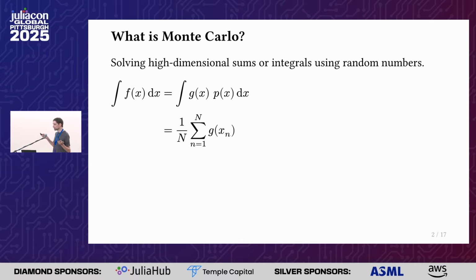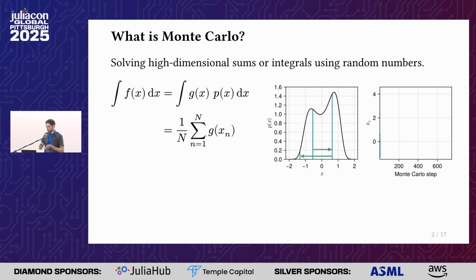In Monte Carlo, the idea is that you want to solve a high-dimensional sum or integral by using random numbers. So imagine you have a function f that you're integrating over, and if you can write that function as a product of another function g times a probability distribution p, then you can reinterpret this problem as a sampling problem: sample from this probability distribution, do the statistical average, and solve your integral that way.